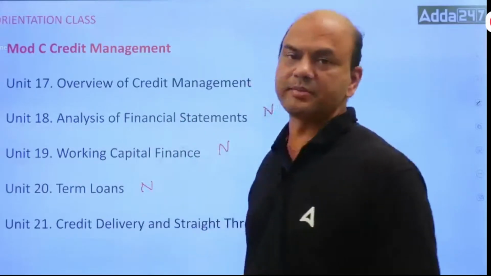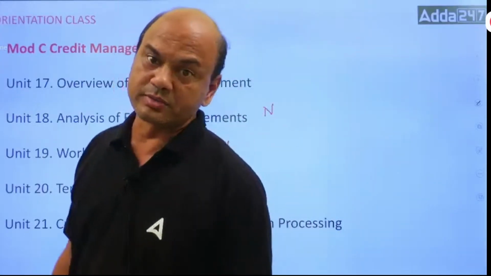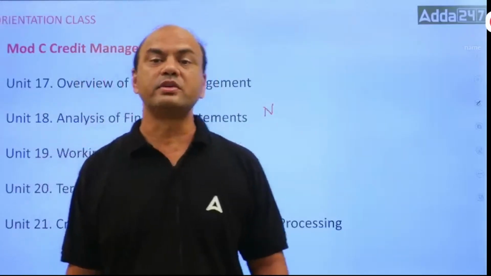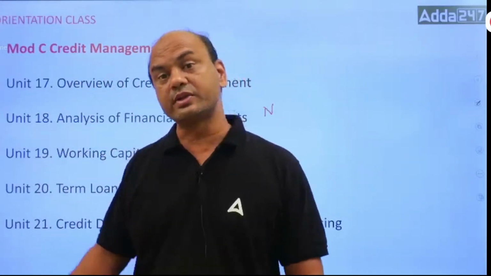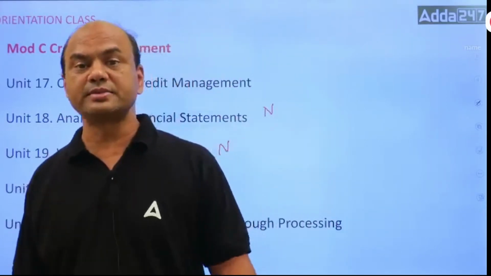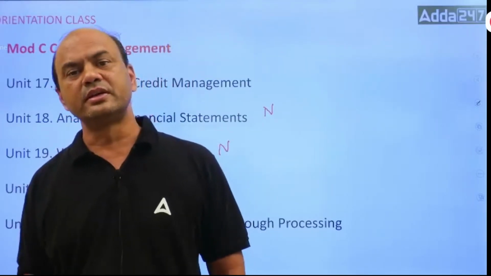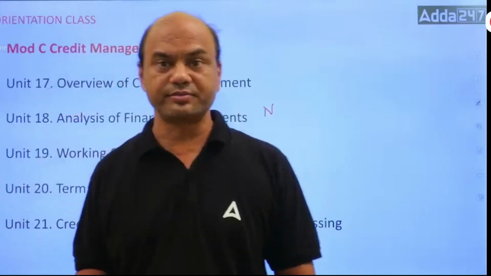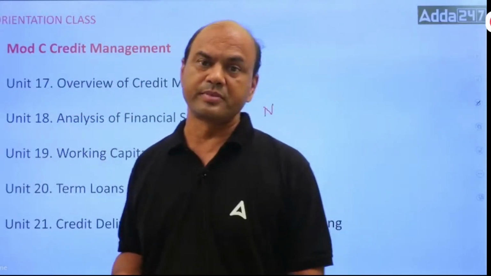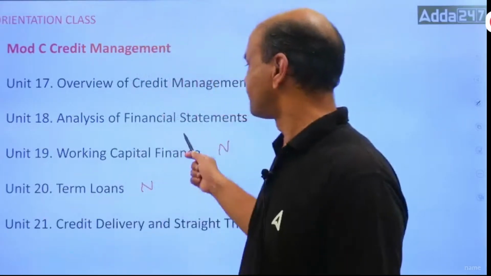Analysis of financial statements. Here you will have all the ratio analysis. Ratios means all the profitability ratios, solvency ratios, turnover ratios, which you had studied in your JAIIB accounts. Again, revision, plus other ratios are there. Current ratio, debt equity ratio, liquid ratio, DSCR, all these will be there. Plus some new ratios are also there.